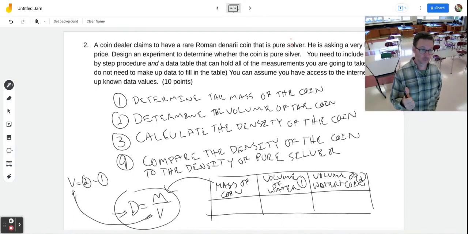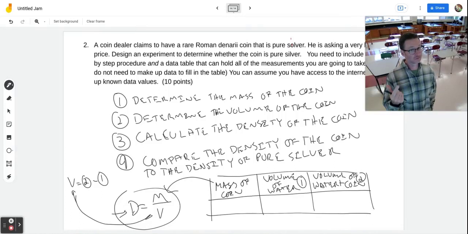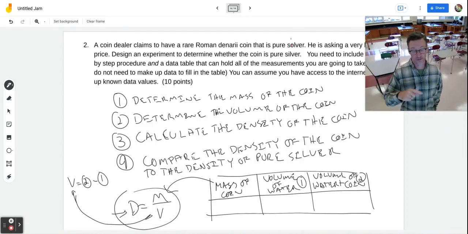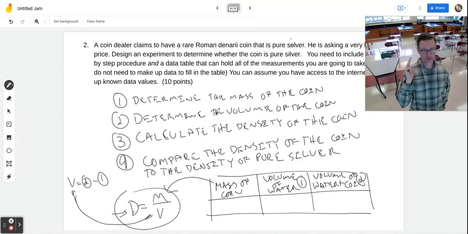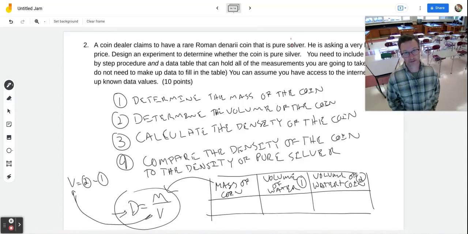I'll give you a periodic table. I will give you conversions other than the ones I mentioned. Kilo, centi, milli, you need to know those. But if it's inches to centimeters or pounds to grams or gallons to liters, things like that, I will give you. I'm not asking you to memorize every conversion possible. Just kilo, centi, milli, you need to know what those three are. All right, there's the answers.